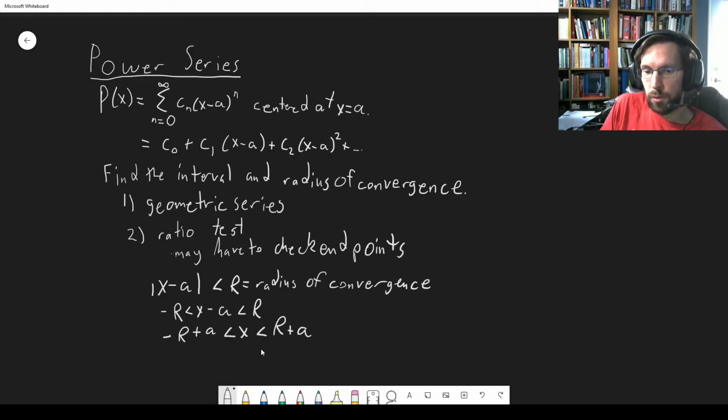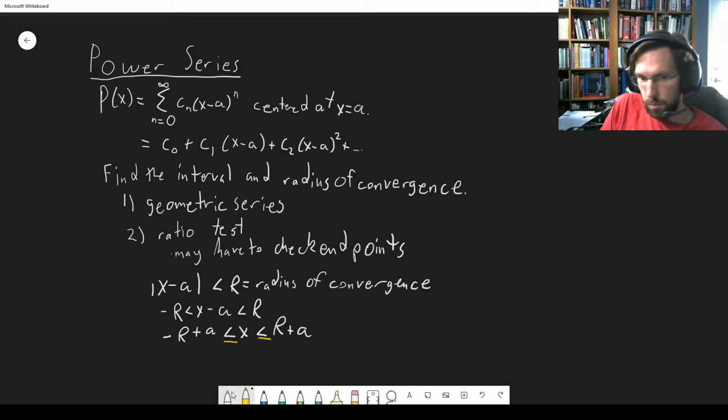Okay, so in order to check these endpoints here, to see whether or not you have equality at either side, you would plug in x equals negative r plus a and x equals r plus a into your original power series. If it converges, you include the equality. If it doesn't, you don't.